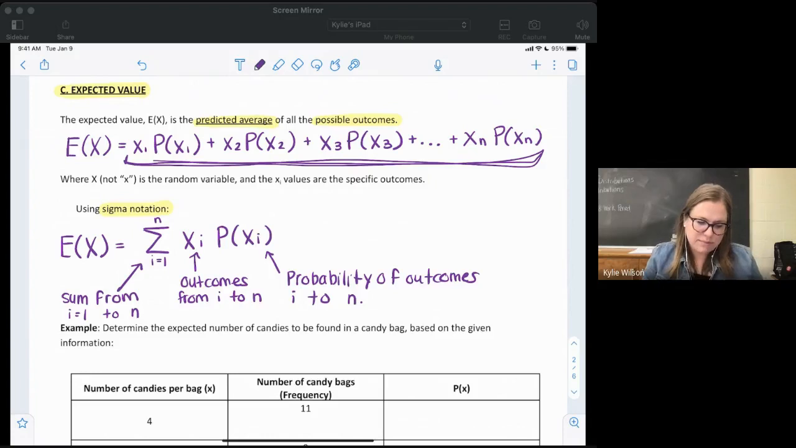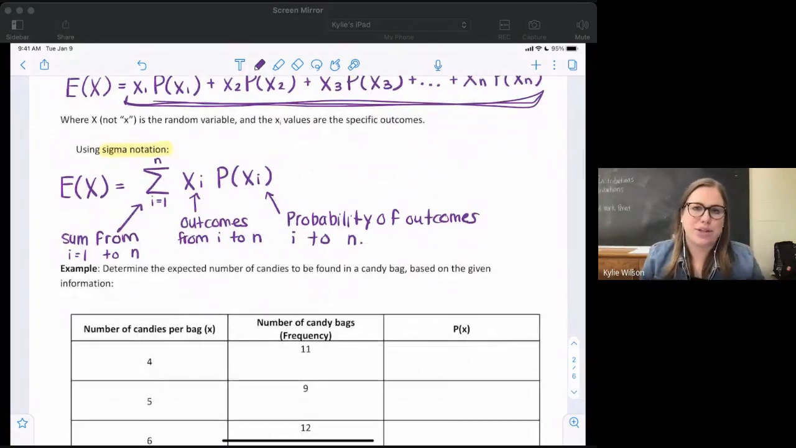Okay. We'll end up using sigma notation a lot in this unit. If you have looked up additional resources online, you may have seen these sigma things and gotten a little bit confused. But that's what they mean, and they end up being very, very beneficial.